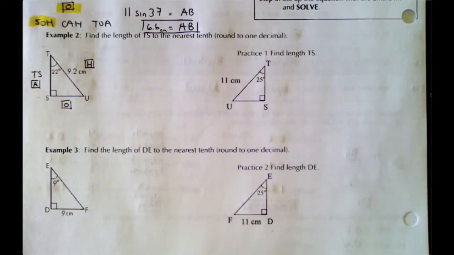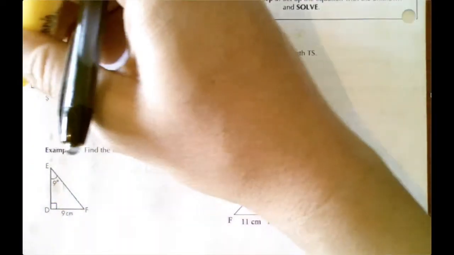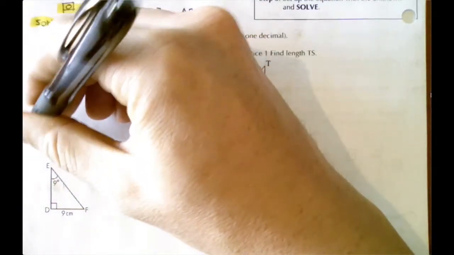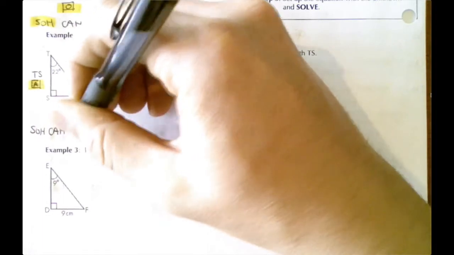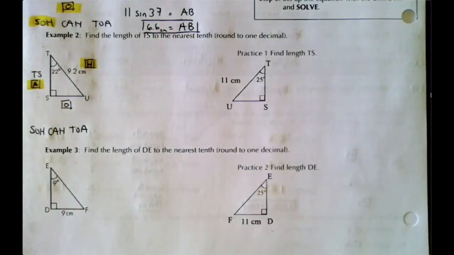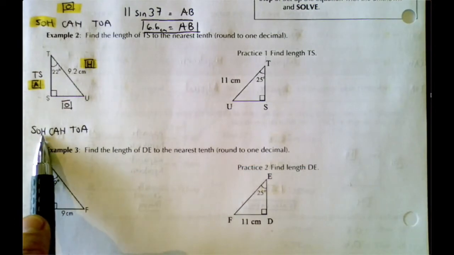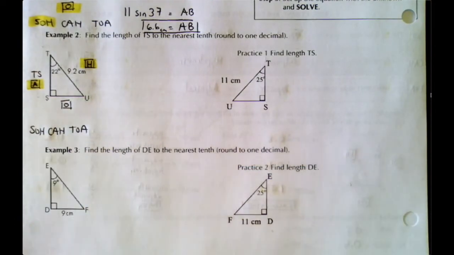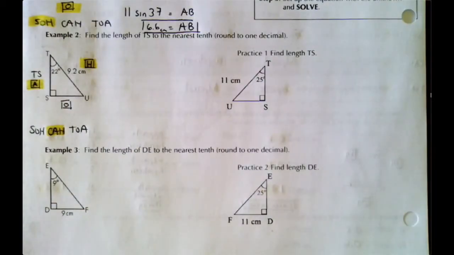So what do we know this time? Well, we know 9.2, that's the hypotenuse. We want to find TS, which is A, so now we look at SOH CAH TOA. We're going to know one of those. We have A and H. So sine is with O and H, so that's not sine. Cosine is with A and H, which is exactly what we have, A and H. So we're going to use cosine.